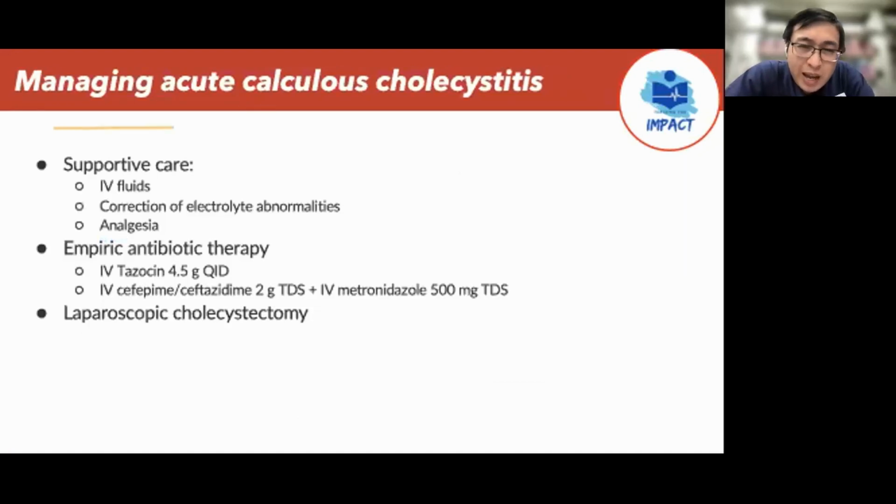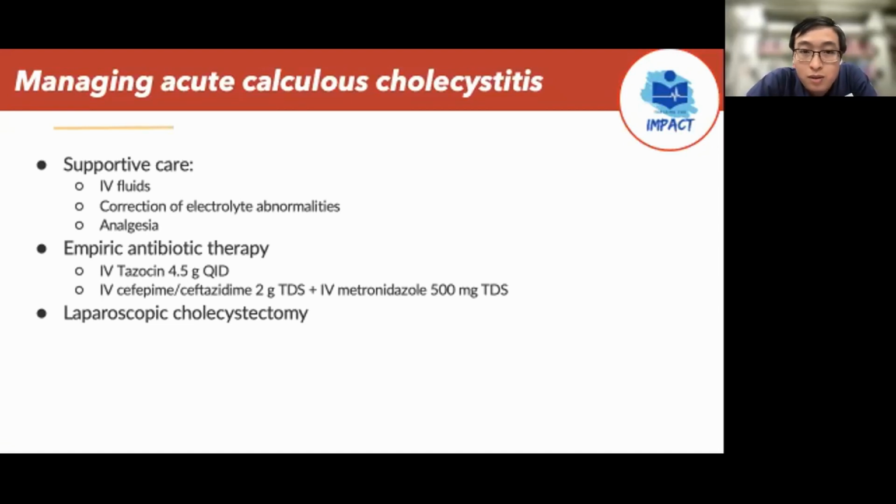So how are we going to manage acute calculous cholecystitis? These patients need to be in hospital. If you don't treat these patients, sometimes the symptoms of cholecystitis can abate within a week, but complications are very common and have the potential to be very severe. So patients with suspected acute cholecystitis need definitive treatment.